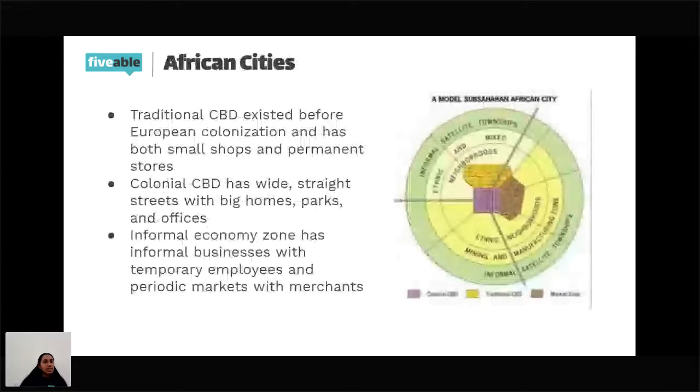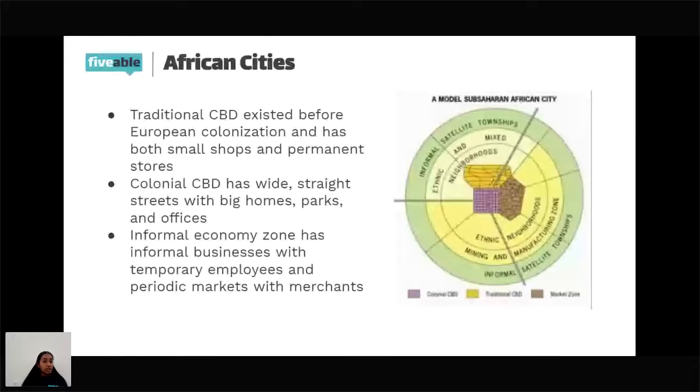For African cities, there's actually three parts to the central business district. The traditional CBD existed even before all the European colonization happened, and it has both small shops and permanent stores. So it's a little more informal than the rest.